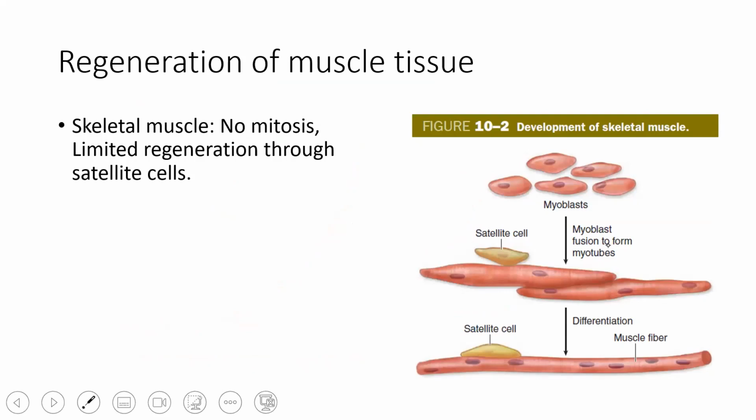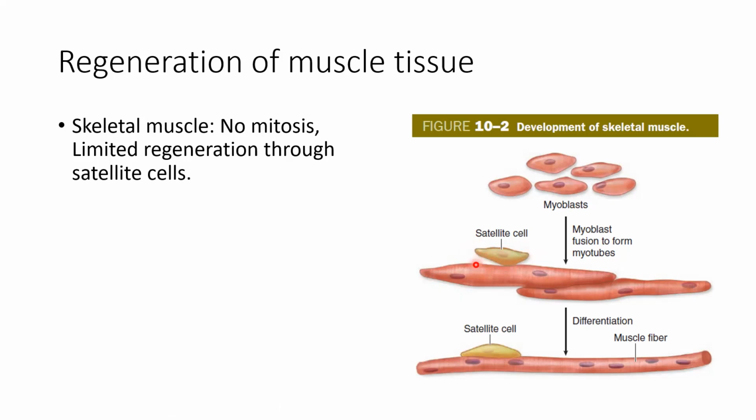Okay, so we come to the regeneration of muscle tissue. So when we talk about the regeneration of muscle tissue, skeletal muscles can't divide by mitosis, right? So there are adjacent cells called satellite cells.